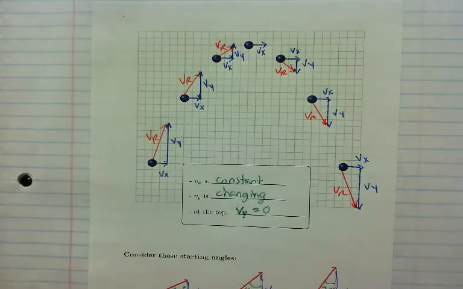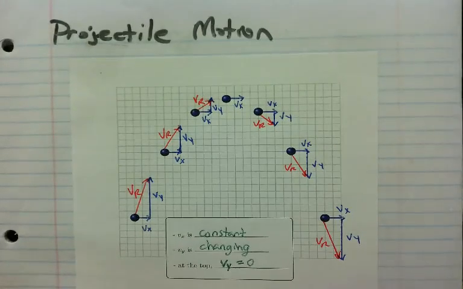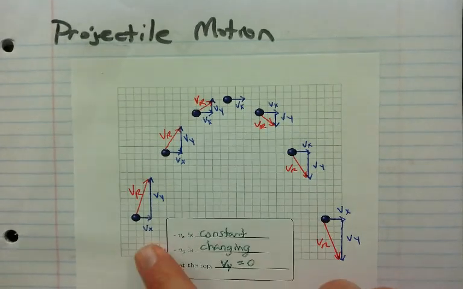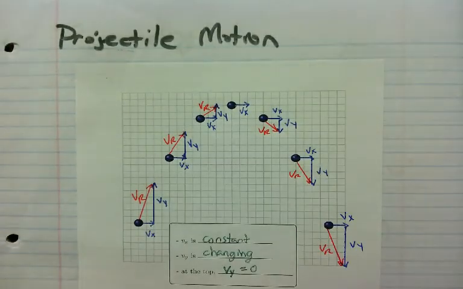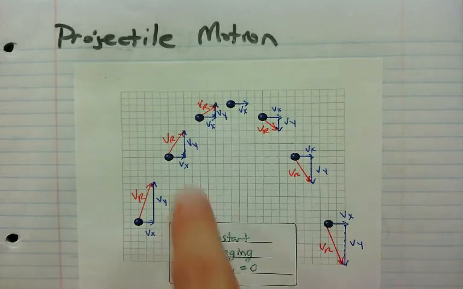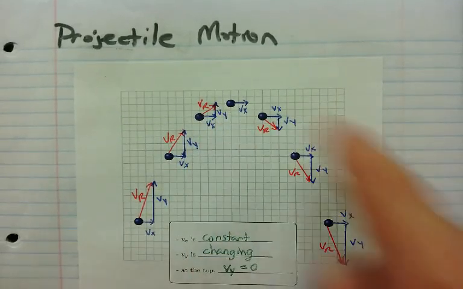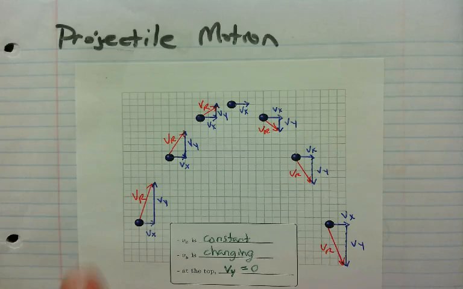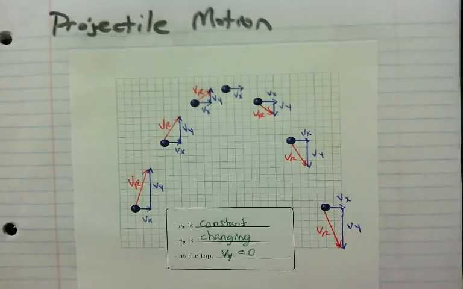Then we talked about how you can explain projectile motion, which is an object thrown at an angle. You can explain it by looking at what happens to the x and y velocity of a projectile. And we said the x velocity stays constant, the y velocity changes, and at the top the y velocity is 0, and that's what kind of traces the curved path of a projectile.